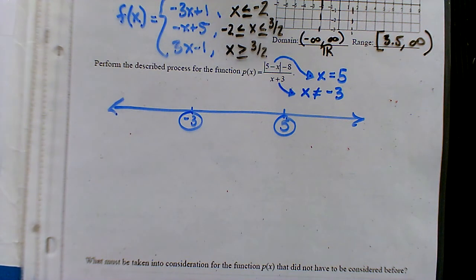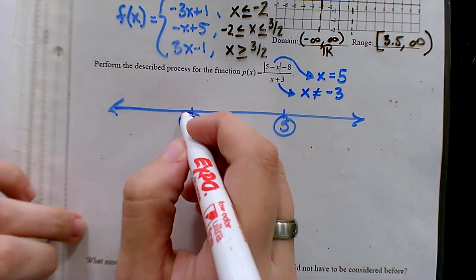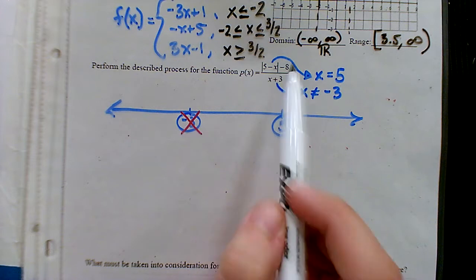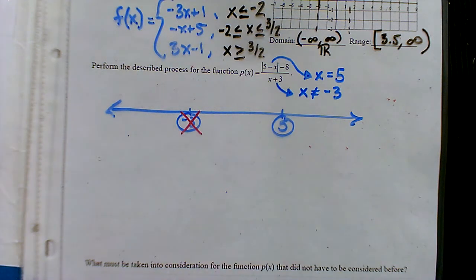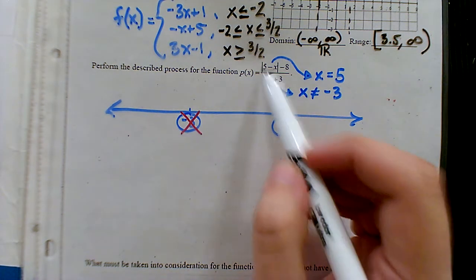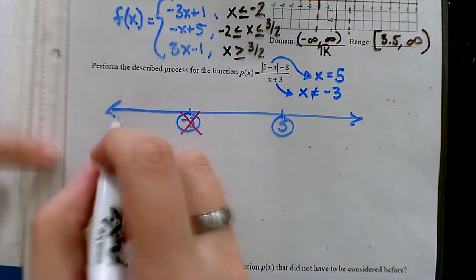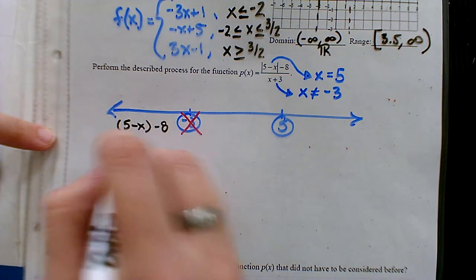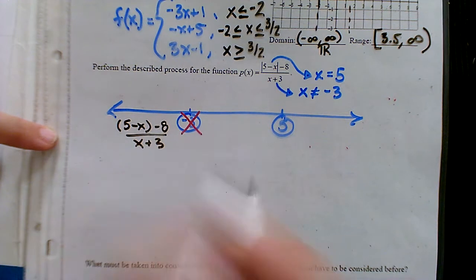Now what I'm going to do on the -3 is I'm just going to put a little X on it, because that's going to tell me that I cannot be that value. I have no graph at that spot. Okay, but it's still going to work the same way. We're going to rewrite the original equation in each section, and instead of absolute value bars, we're going to use parentheses. So 5 minus x, minus 8, all over x plus 3.